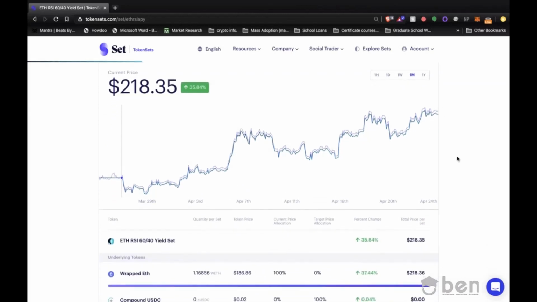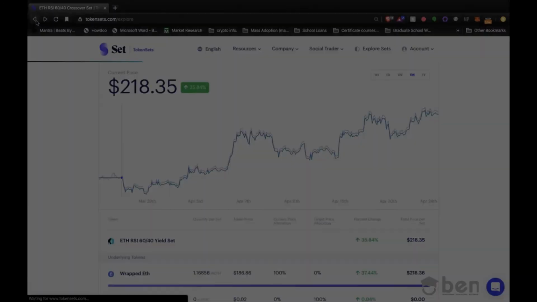And now at the moment, this particular set is priced at $218.35. It's performed above market trend at a 35% over performance, and it's completely in wrapped ETH or Ethereum, right? So that is the trend trading strategy.